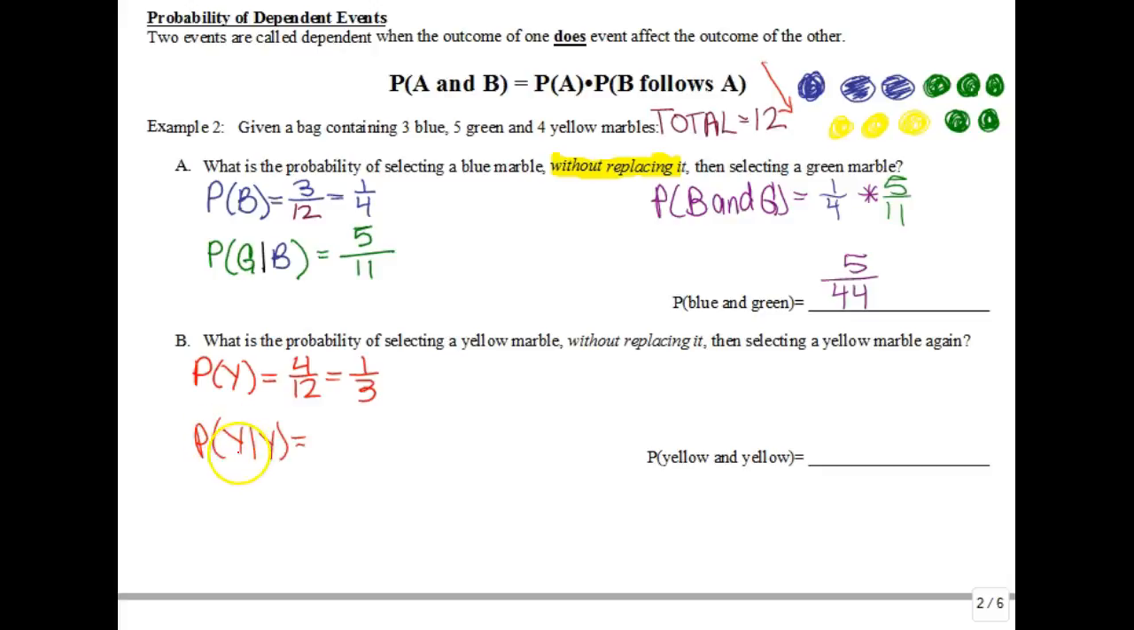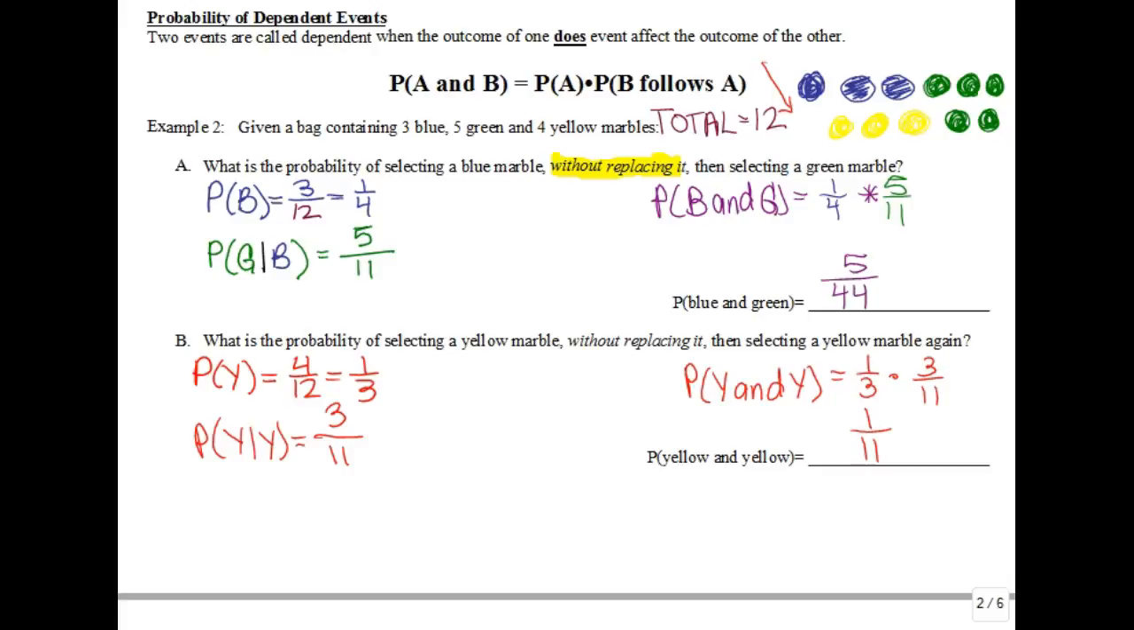So we need to find the probability of a yellow marble given that one of the yellow marbles has been removed. Let's focus on the denominator. There are 11 marbles left. Now, how many of those marbles are yellow? 3. So the probability of choosing a yellow, given that a yellow has already been removed, is 3/11. What is the probability then of finding a yellow and a yellow? The probability is 1/11.